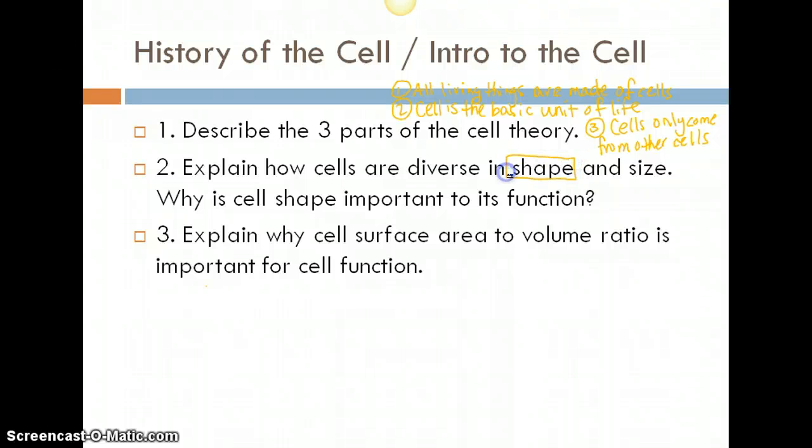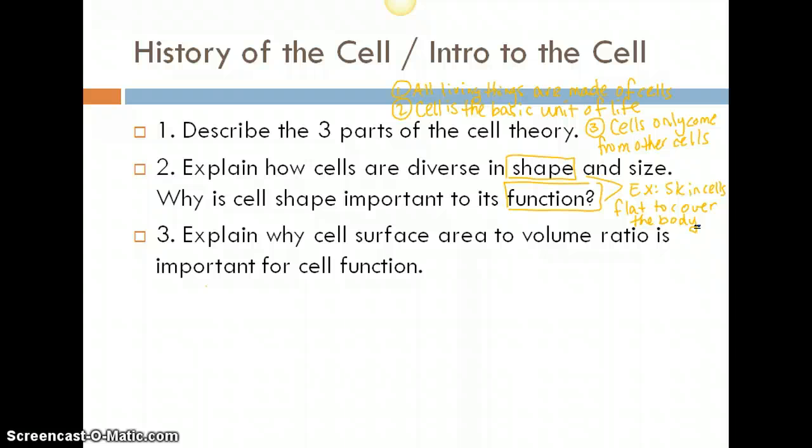Shape determines function, and the shape of the cell will determine what type of function it has. So as an example, skin cells are flat to cover the body. Red blood cells are round to be able to fit through the blood vessels. So those are just a couple examples.